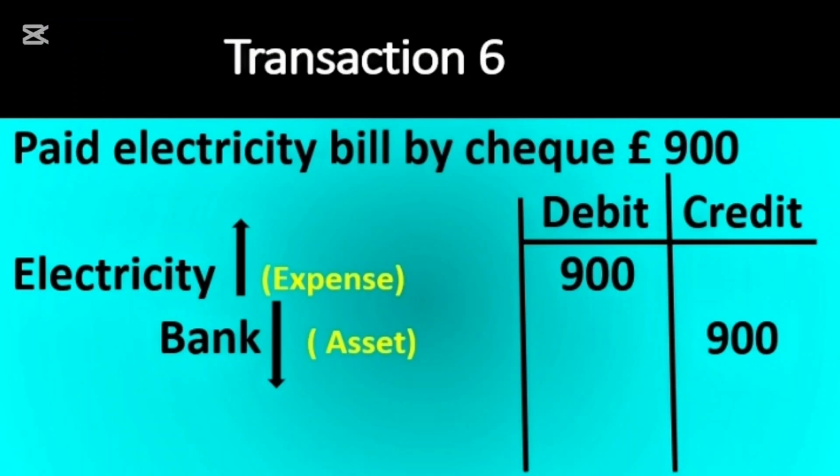Paid electricity bill by check, £900. Two entries required again. Electricity is an expense for the business, and when an expense is increasing, what do we do, children? Yes, we will debit the expense account. Expense is on an increase, so it should go on to the debit side. Whereas when you're paying by check, your bank is decreasing. Bank is an asset, and asset is decreasing by 900, so we will be crediting the asset. 900 bank credit. All right.